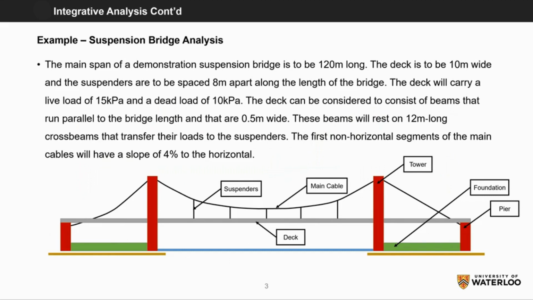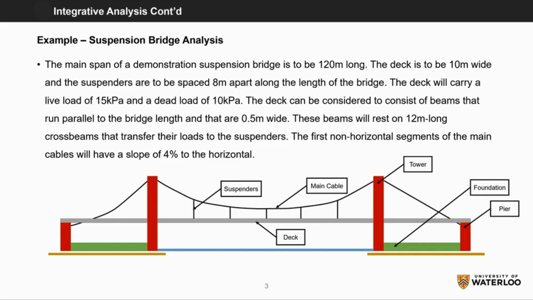Let's work on this example together. The main span of a demonstration suspension bridge is to be 120 meters long. The deck is to be 10 meters wide, and the suspenders are to be spaced 8 meters apart along the length of the bridge. The deck will carry a live load of 15 kilopascals and a dead load of 10 kilopascals. The deck can be considered to consist of beams that run parallel to the bridge length and are 0.5 meters wide. These beams will rest on 12-meter-long cross beams that transfer their loads to the suspenders.